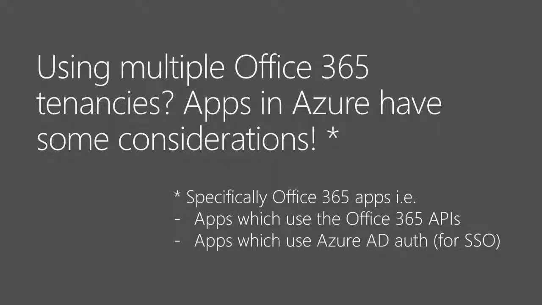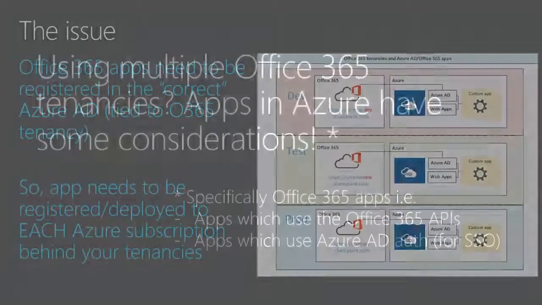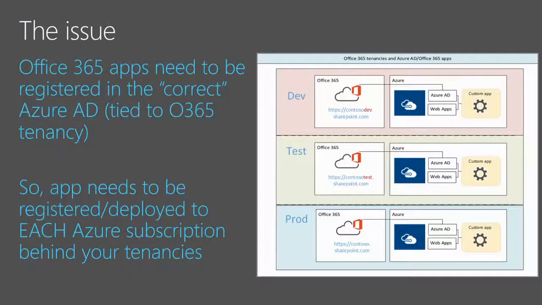So if you're doing any kind of Office 365 app development, so maybe you're using the Office 365 APIs, or it's just an app that is maybe not doing that, but using Azure AD for sign-in and authentication, then you need to worry about this thing. Really, what's happening here is that if you have 3 different tenancies, you also have 3 different Azure instances behind those, 3 different Azure Active Directories, but 3 different Azure instances, effectively.